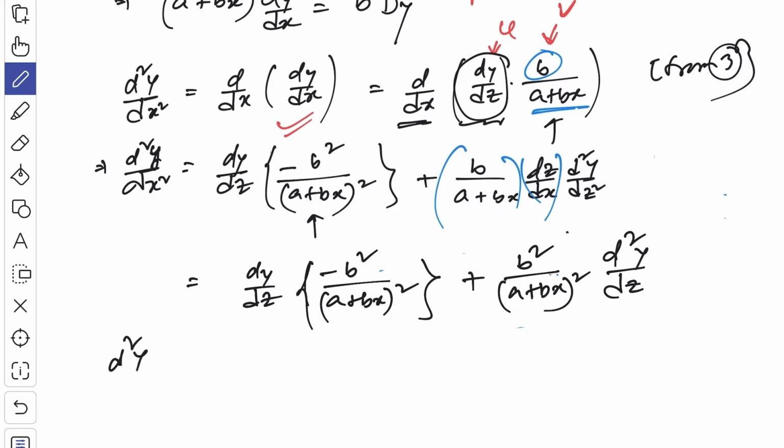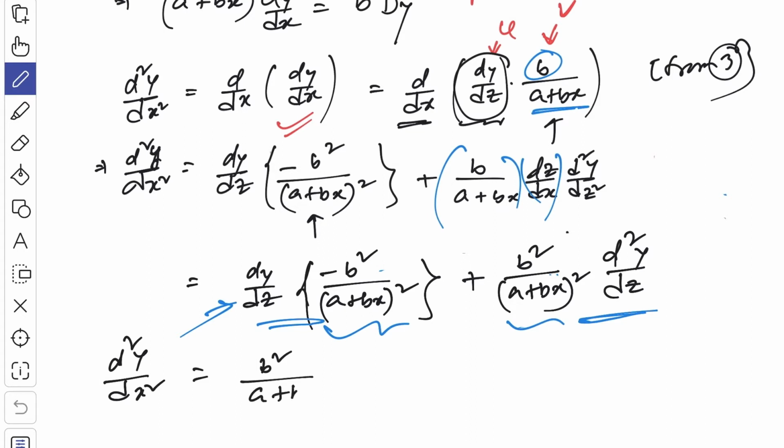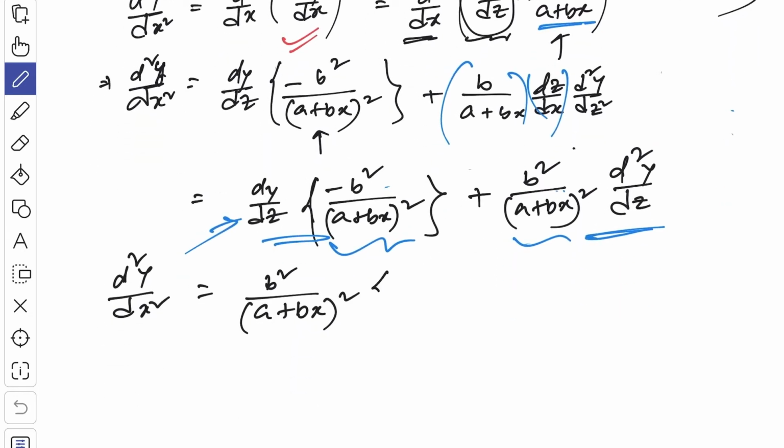And it can be written as d square y by dx whole square. We can take this term common, and first let me write the positive, then let us write the negative. So then you will get b square by a plus bx whole square, then you will get the second order derivative of y with respect to z minus dy by dz.